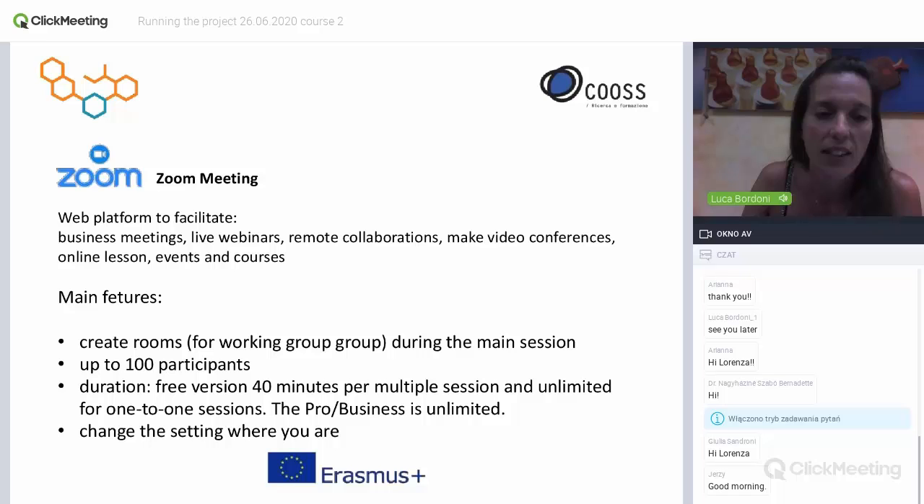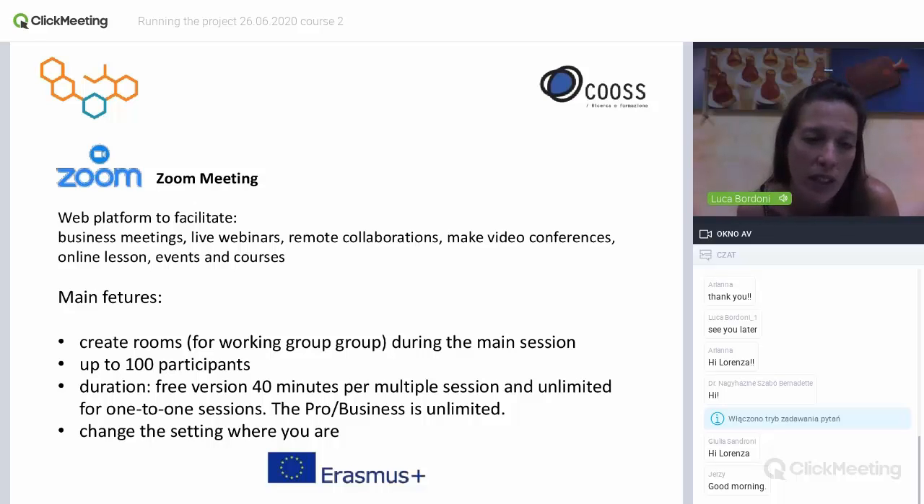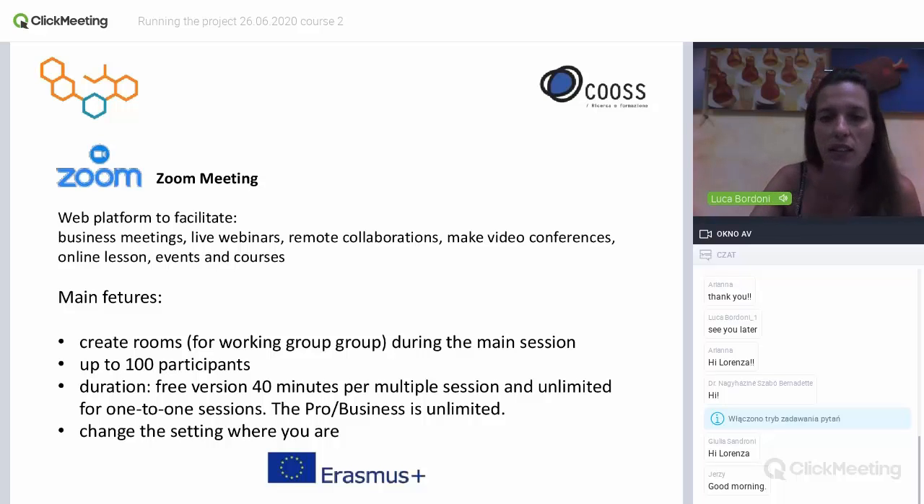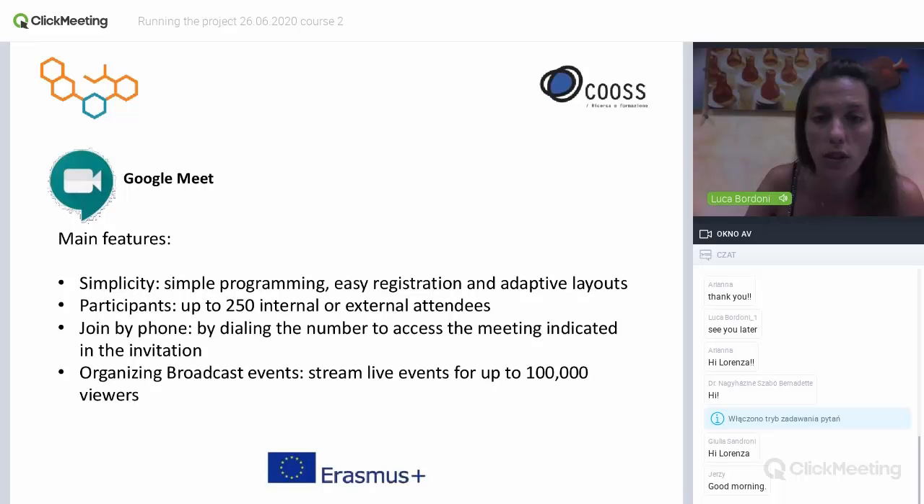The creation of rooms, the rooms we are using for our working groups during the main sessions. We can have up to 100 participants. That is a really high number. The duration of the meeting is about 40 minutes in the free version, but it's unlimited for the business versions. Zoom also allows the change of our settings, thanks to an agreement with IKEA that gives a lot of settings, and you can choose rooms.